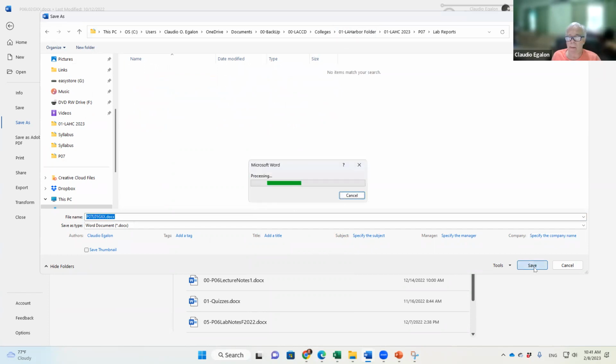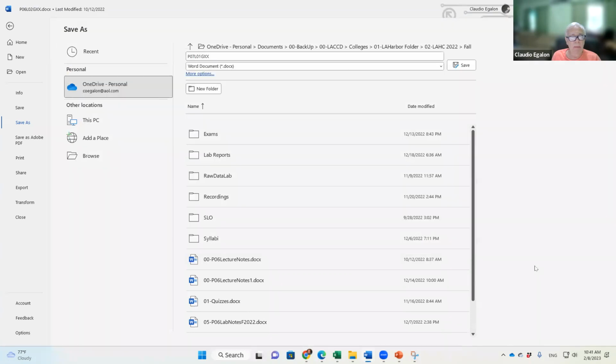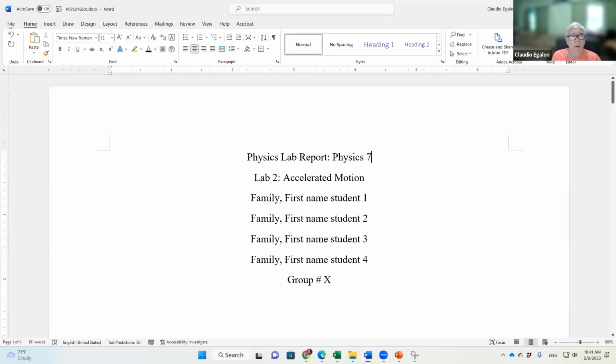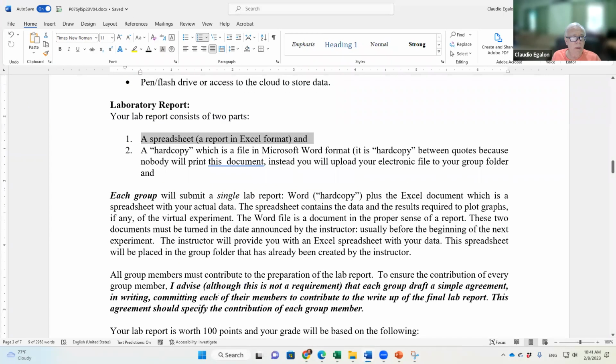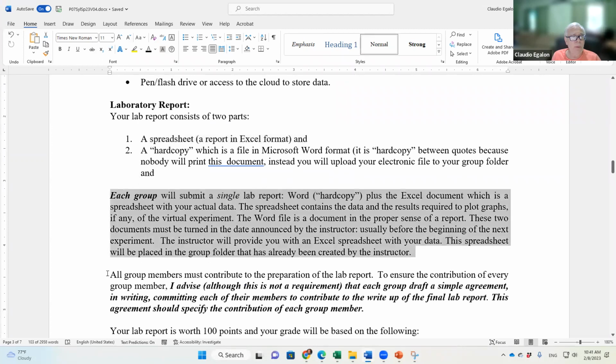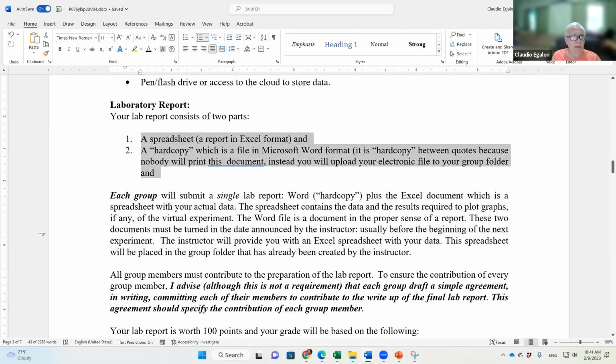Save. The format for this document is spelled out in the syllabus. Let's go back to the syllabus. Syllabus right in here. Each group will submit a single lab report, a spreadsheet, and a hard copy.